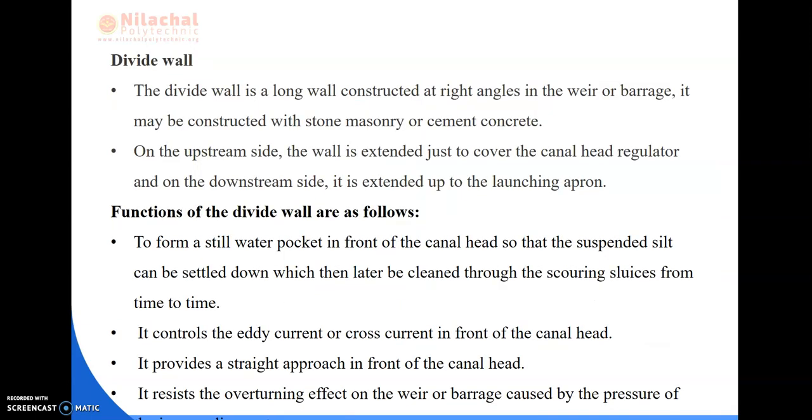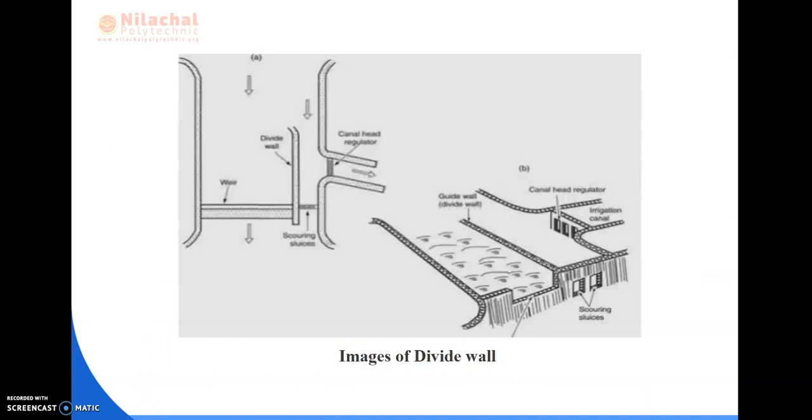So next, that is the divide wall. The divide wall is a long wall constructed at right angles to the weir or the barrage. It may be constructed with stone masonry or cement concrete. On the upstream side, the wall is extended just to cover the canal head regulator, and on the downstream side, it is extended up to the launching apron. Okay. You can see the images of the divide wall here. This is the scouring sluices, this is the weir, and this is the divide wall. Okay. And this is the canal head regulator.